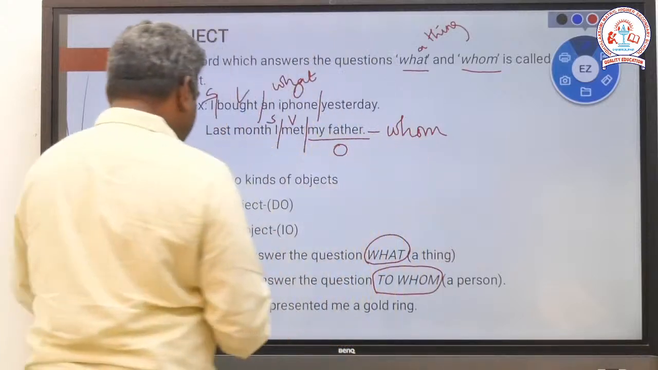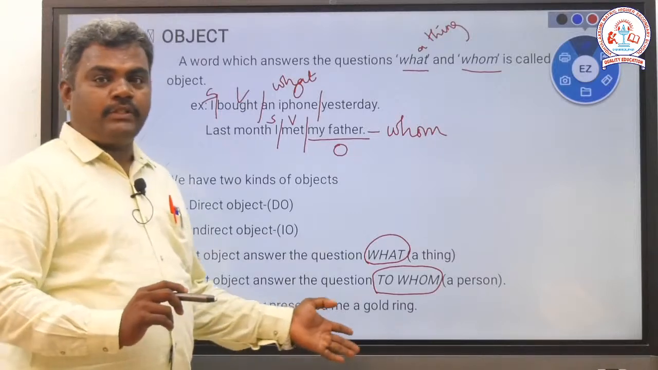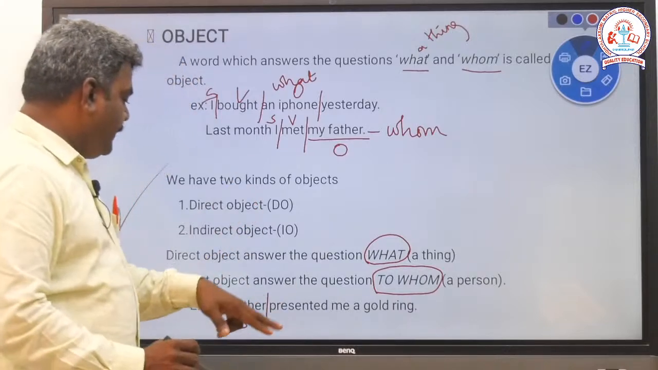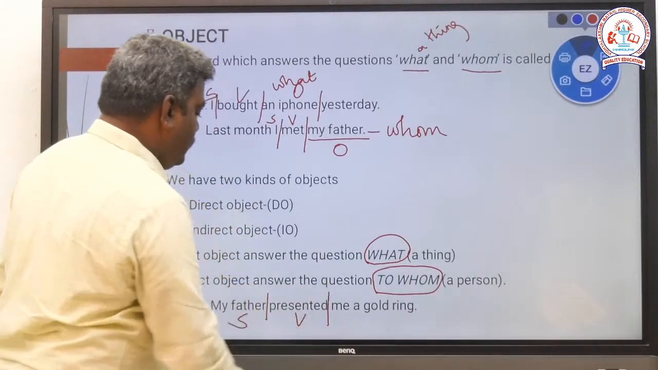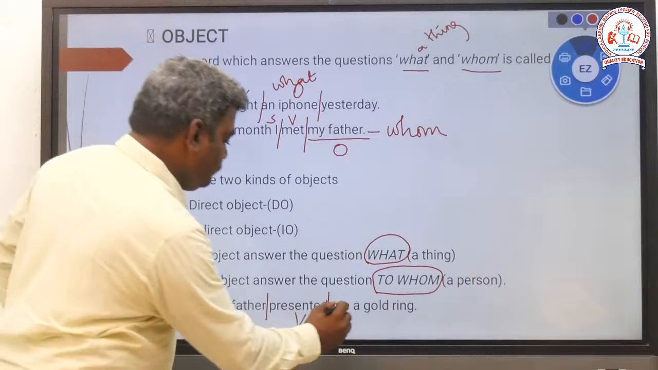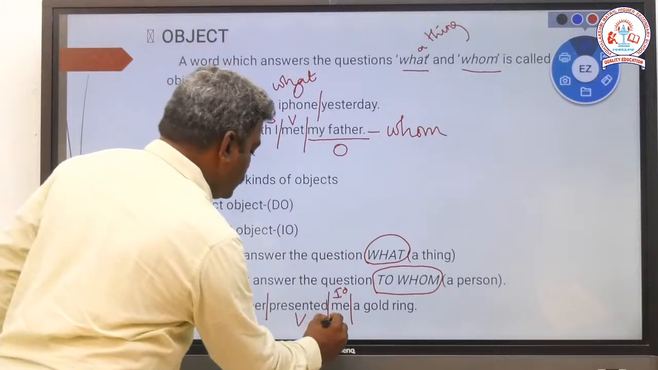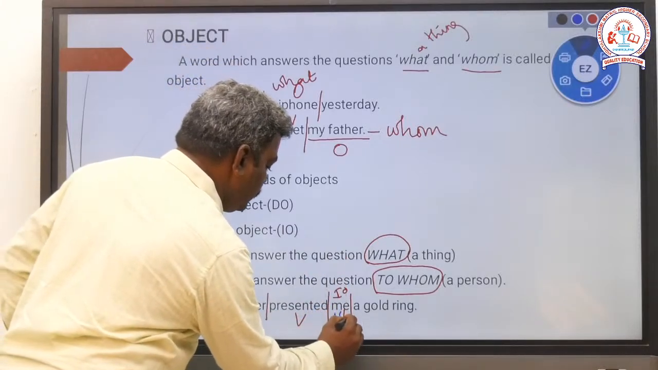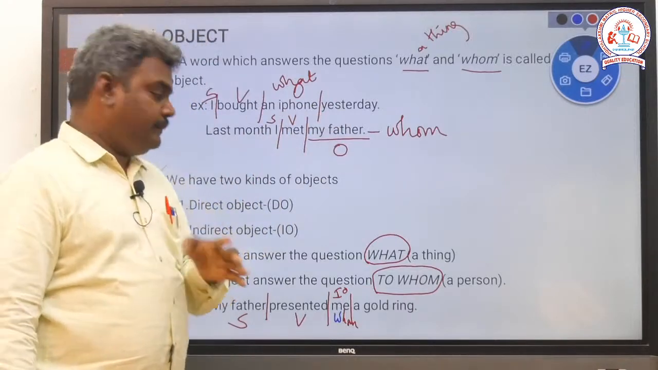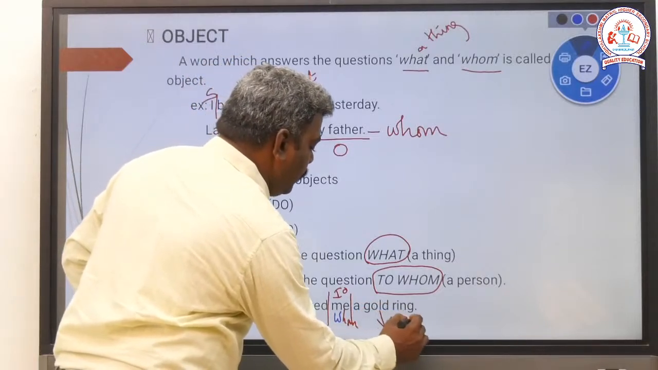Let me give you an example. My father presented me a gold ring. Okay, everyone likes gold. My father, subject. What is the verb here? Presented. And me a gold ring. Just ask yourself: me, that is I can put IO because it answers the question whom. To whom did he present? To me. Then what did he present? A gold ring. This is DO.